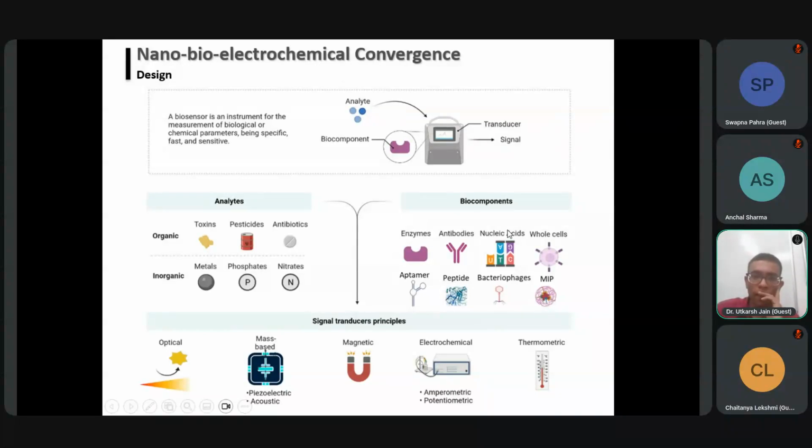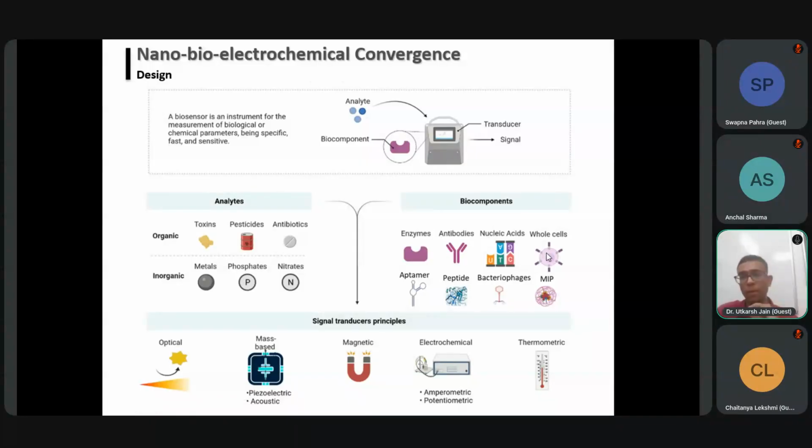It can be a nucleic acid. It can be a whole cell as well. This is actually a new idea, as not a lot of people are working on whole cell biosensing devices, because this is a very difficult task to do.